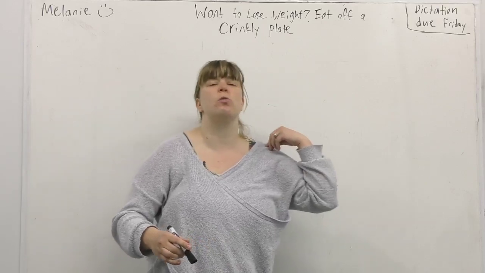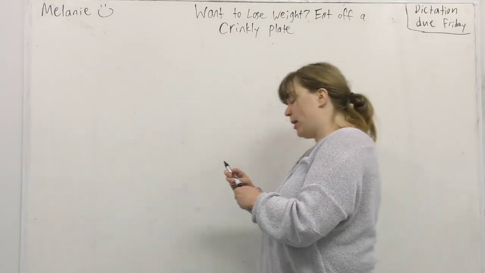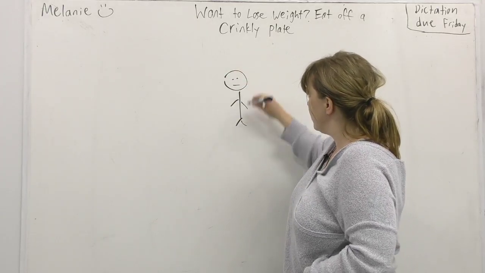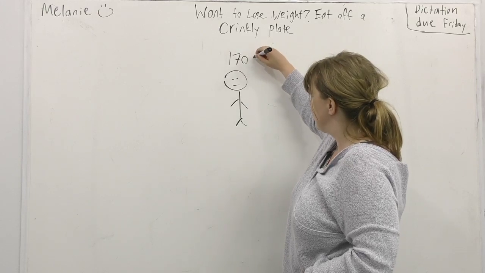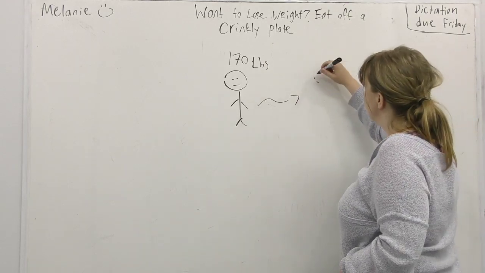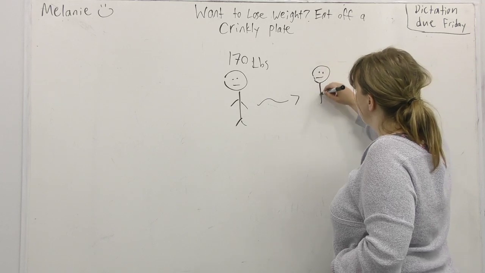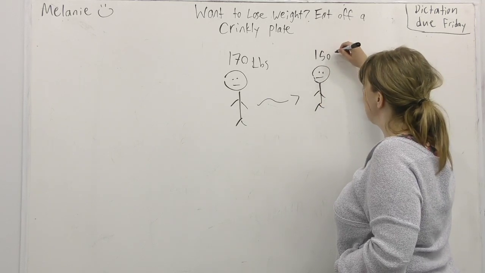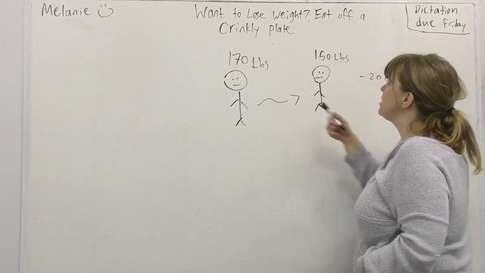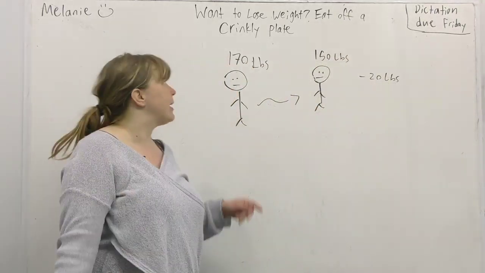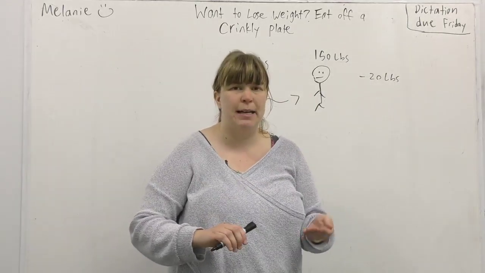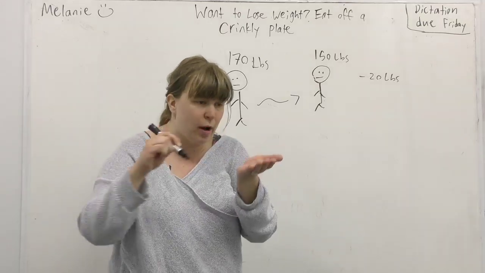You guys know what lose weight is, right? So I'll just give you a quick little image just to make sure we're all on the same page. Okay, so here's a person. Let's say, for example, they weigh 170 pounds. And then if they lose weight, then they go to 150 pounds. So maybe they lost 20 pounds. So that is losing weight. All right, so if you want to lose weight, eat off. So to eat off something means, well, basically you're eating, but your food is on something.